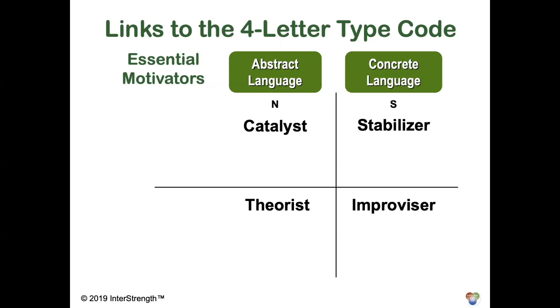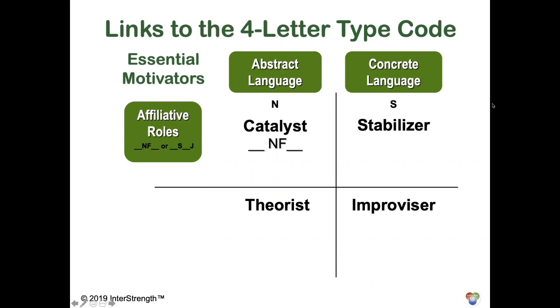Now, what about the others? A catalyst and stabilizer share that the kinds of roles that they tend to take with others are affiliative. Affiliative roles means that you want to check in with others or with the norms and sort of get their buy-in. And those show up in the type code as N and F or S and J.